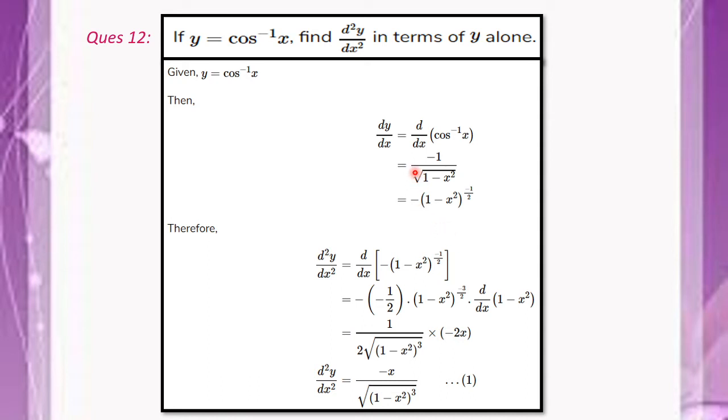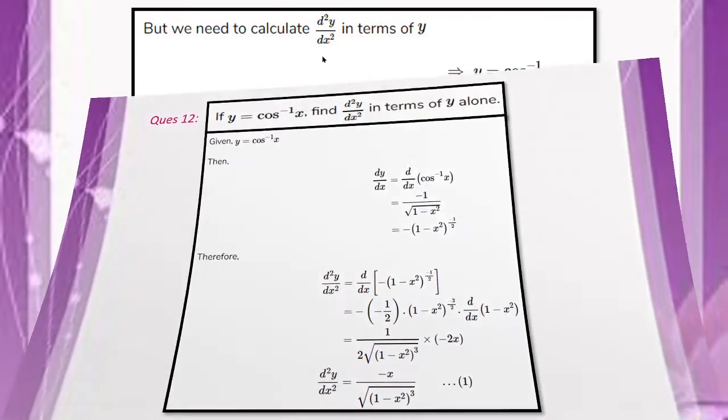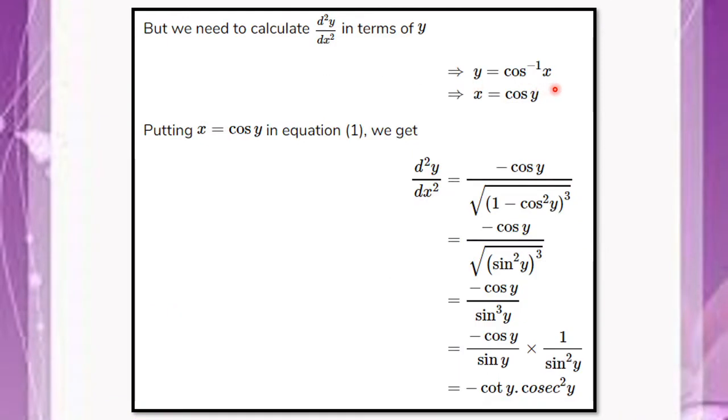Question number 12, y is equal to cos inverse x. Very simple, easy, students, you all know the derivative of cos inverse x. Then again take the second derivative of this. But what is given in the question? Find the second derivative in terms of y alone. We don't want x here. So how can we eliminate x? y is equal to cos inverse x is given in the question, so x is equal to cos y. Replace all the x with cos y and simplify.